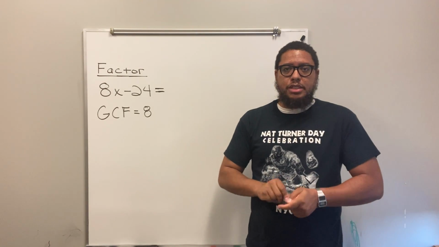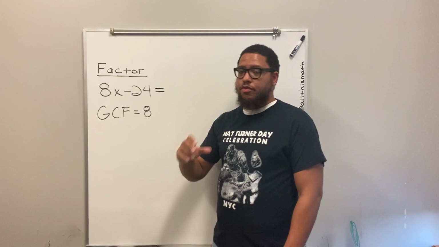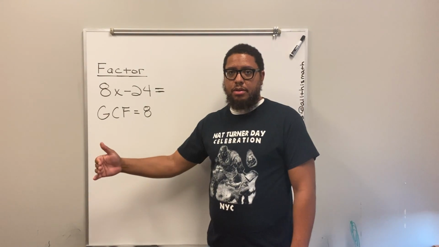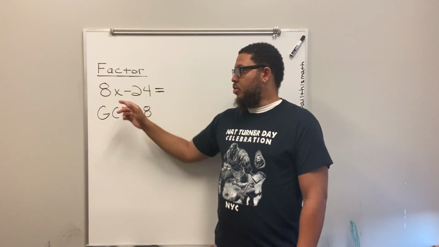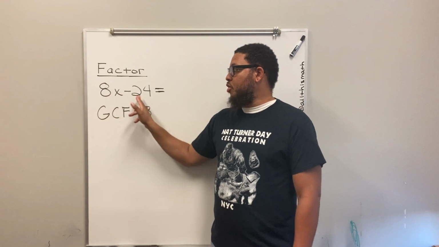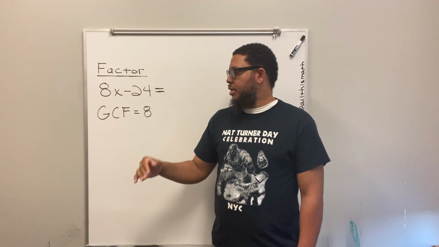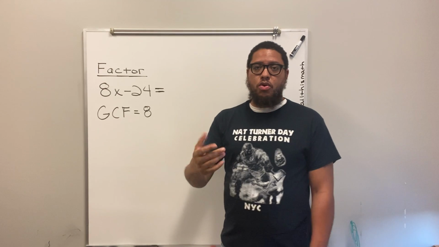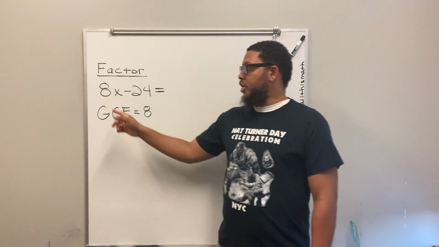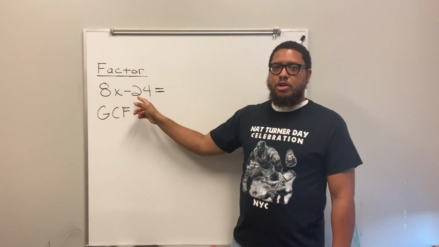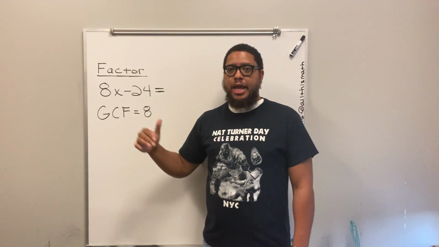Greatest, because it's the biggest number out of a group of numbers that they have in common, meaning it can be multiplied into both of these numbers evenly. The greatest one, because 4 is also a common factor. 4 can be multiplied into 8, and 4 can be multiplied into 24. But 8 is bigger than 4.